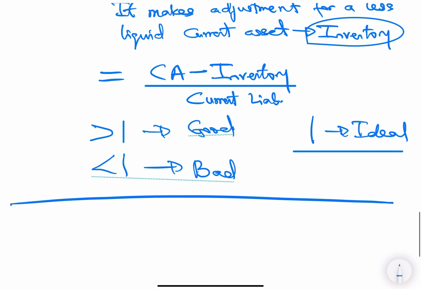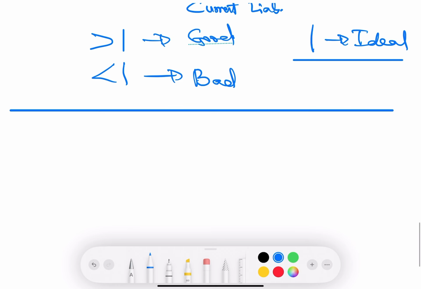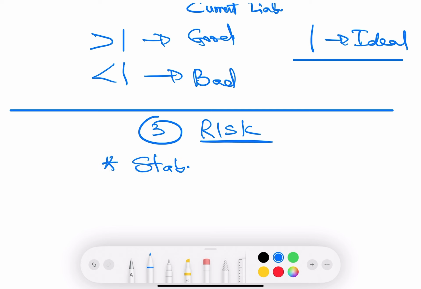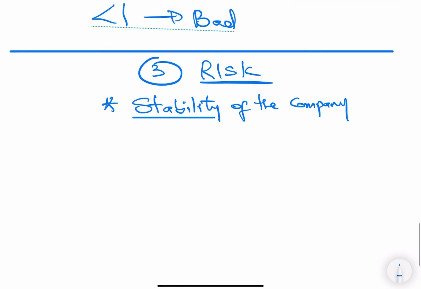Now I move to the third group, which is about risk. And what is this looking at? This is generally looking at the stability of a company. How long can this company exist without problem? How long can it exist paying dividends to the shareholders, paying the interest to the debt providers without problems, without volatility? How stable is this company? That is what this ratio is looking at.